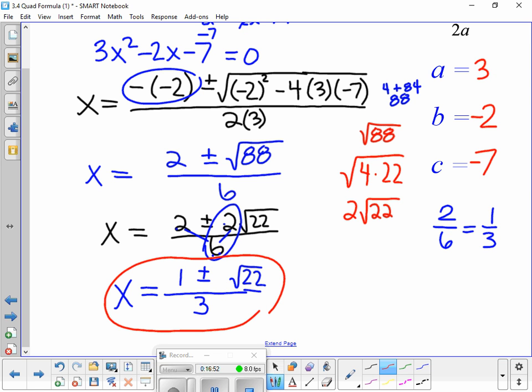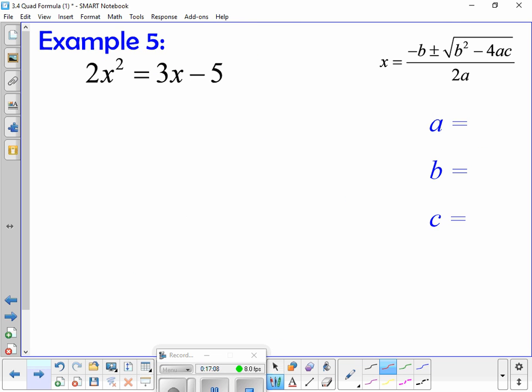Just remember, if you have a denominator here, it does apply to both parts. It's not just the first one and it's not just the second one. It applies to both parts of that number, plus or minus a number. Okay, let's see. We're on 5. We've got one more after that, so we're almost done.